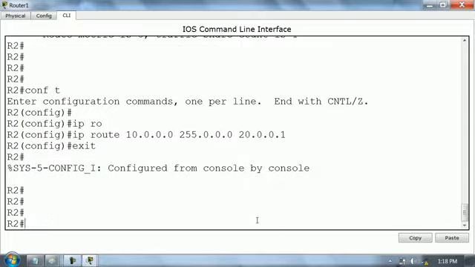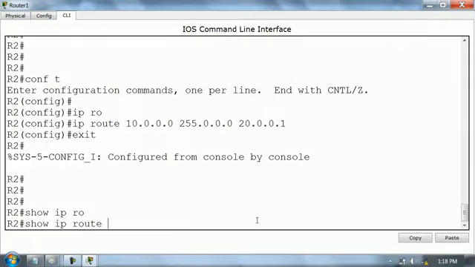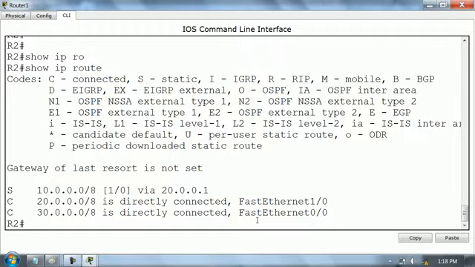Show IP. This command is used to check full routing table. S means static. 10.0.0.0. 1 is 0 is via 20.0.0.1. It means whenever R2 has to send traffic to 10's network, next stop will be 20.0.0.1, layer 2 MAC addresses of 20.0.0.1. Fine.